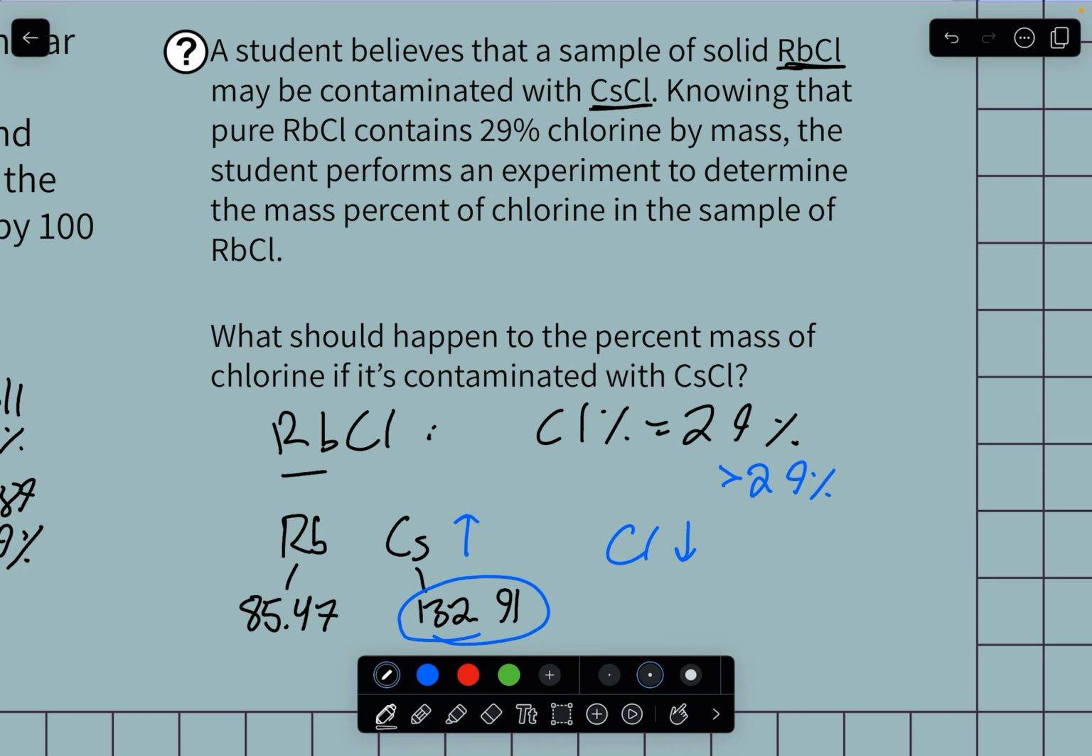If we went the other way, if we added, say, potassium chloride, KCl, potassium has a mass of 39.10, right? So if it's smaller, that means the cation, or potassium here, would have a smaller mass percent, which means that goes down and the chlorine goes up.